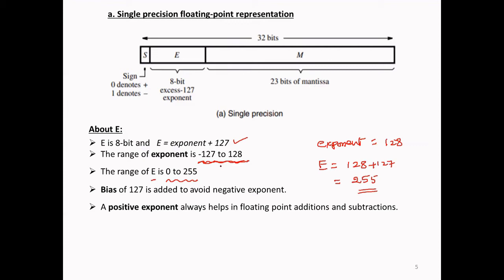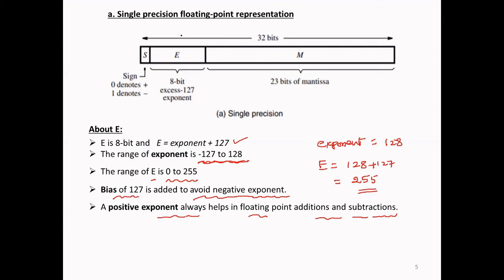So what do you observe here? We can avoid the negative numbers in the exponent. So we'll get 0 to 255, right? So why is the bias 127 added? It is added to avoid negative exponents, where positive exponents always help in floating point addition and subtraction. That is, it makes it very easy. So that's why a bias of 127 is added to avoid the negative exponent.